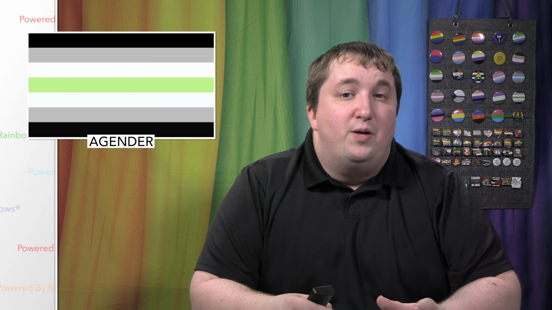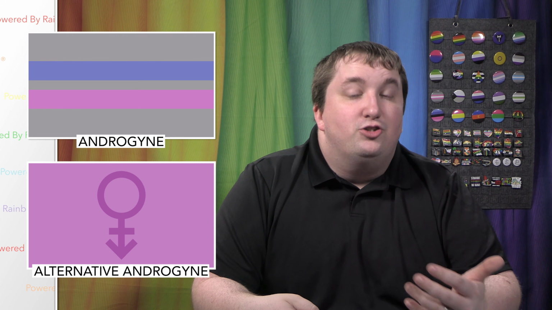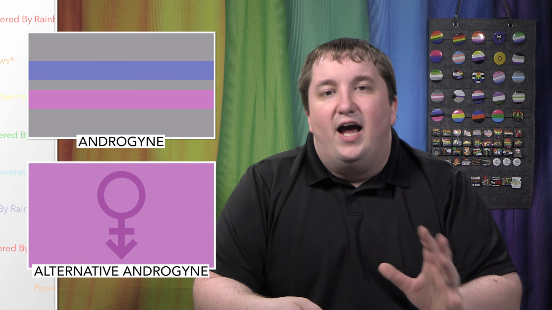Cisgender describes someone whose gender did not change from the gender they were assigned at birth. Agender is for people who describe themselves as not having a gender identity at all. Alexigender is used by those whose gender identity is fluid or shifting between different gender identities, but they are unable to identify the specific genders they experience. Androgyny and the alternative androgyny flags are for those who possess both masculine and feminine characteristics. Androgynous is for those who are partially male and partially female in appearance.